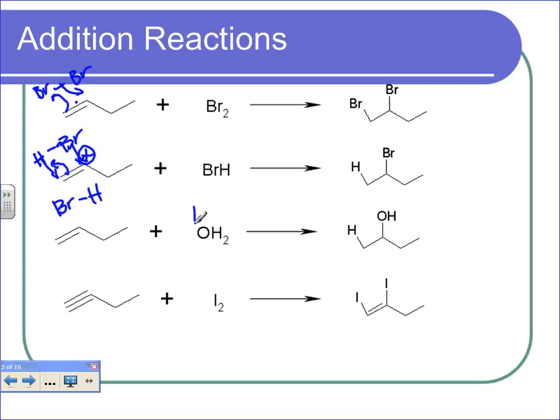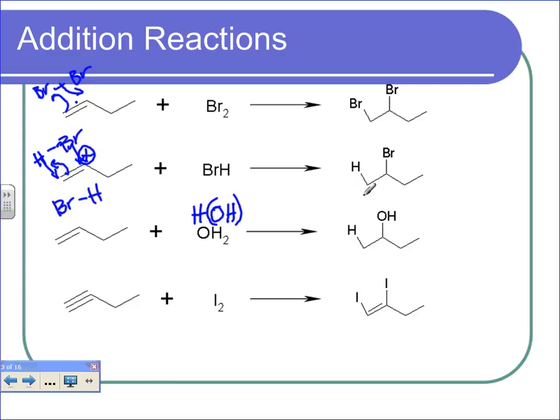When you add water across a double bond, you want to view the two pieces of water as hydrogen and OH. So you're adding H and OH. In this case, the hydroxyl group is going to be added to the more substituted carbon. So we're adding across this double bond. We've got the H and the OH. So if we do this reaction, we're actually producing an alcohol.